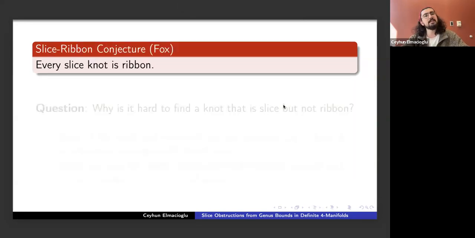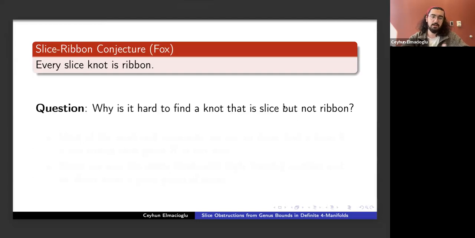And the converse of this statement is the famous ribbon slice conjecture, which was conjectured by Fox. It says that every slice knot is ribbon. And this is a problem which is open, and there are some reasons for that. So it's a reasonable question to ask why it's hard to find a knot that's slice but not ribbon.